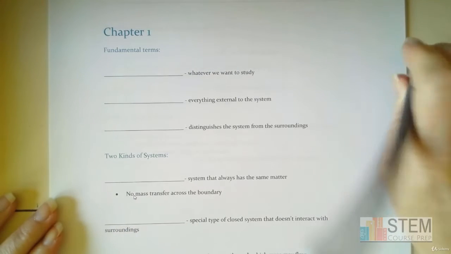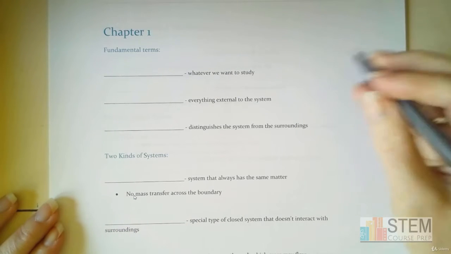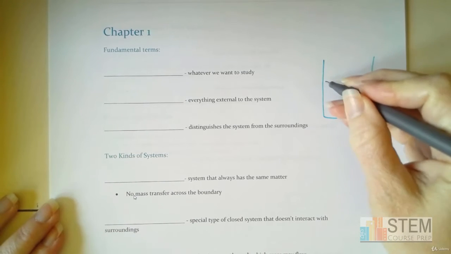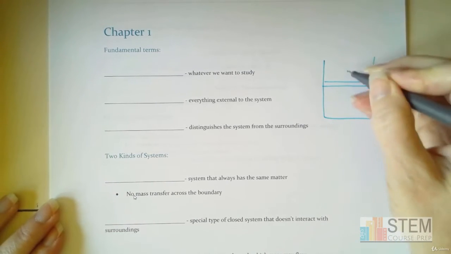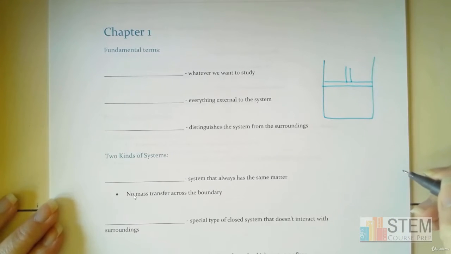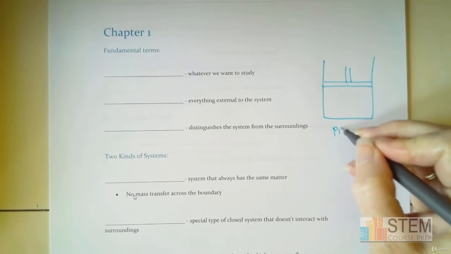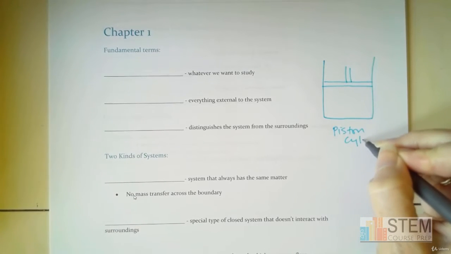Hi guys, we're going to start with fundamental terms in chapter 1. To get started, let's draw a picture here. So let's draw something that looks like that. Okay, so you might be wondering, what is that supposed to be? This is going to be a piston cylinder assembly.